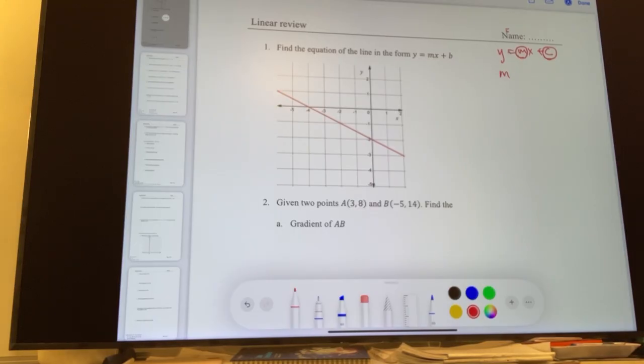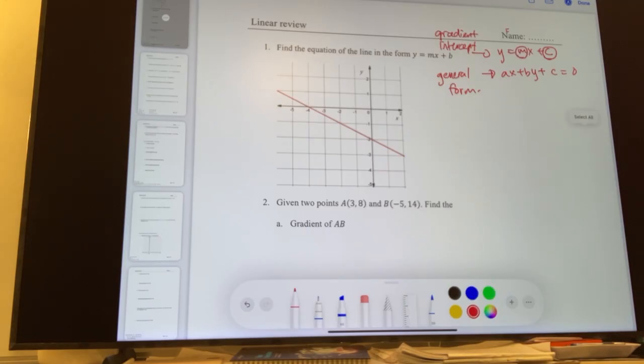Not mx, you're going to have ax plus by plus constant equal to 0. This is your general form, and the other is your gradient intercept form. So you have two forms of equations: one is gradient intercept form and the other is general form. So far so good?